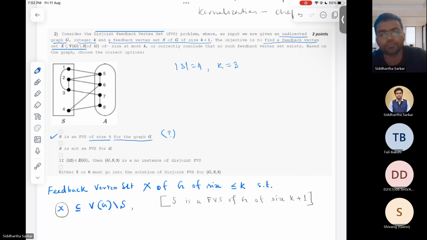So what do you think? You understand the definition of feedback vertex set? The feedback vertex set is a subset of the vertices of the graph whose removal will destroy all the cycles in the graph. So what do you think? I'll give you a minute or so to give it a thought.